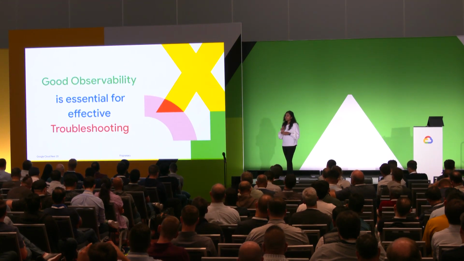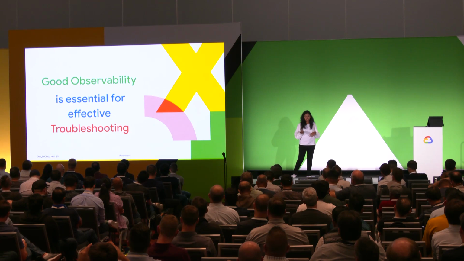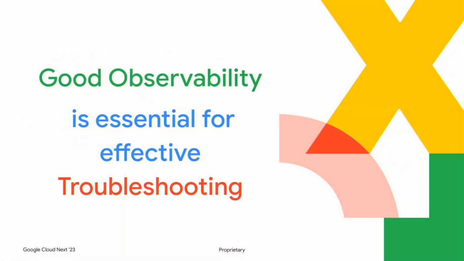Good observability is essential for effective troubleshooting. It goes without saying, but if you're closing a large number of tickets with root cause unknown as the resolution, you know that your observability is not correct. You're not collecting the right signals. You're not bringing them to the right place. So let's talk about it a little bit more.